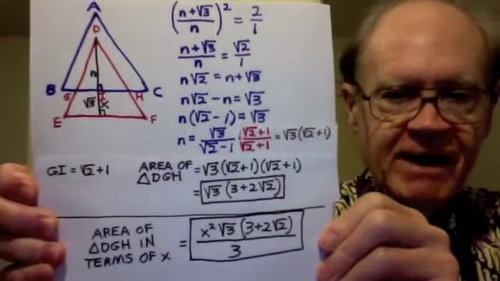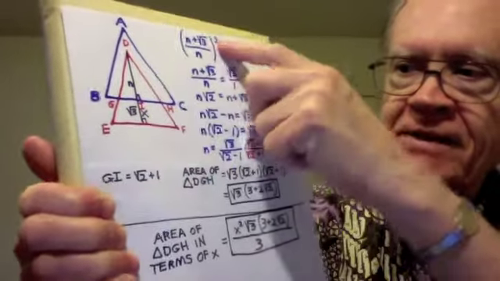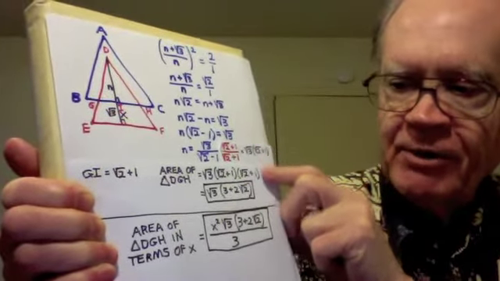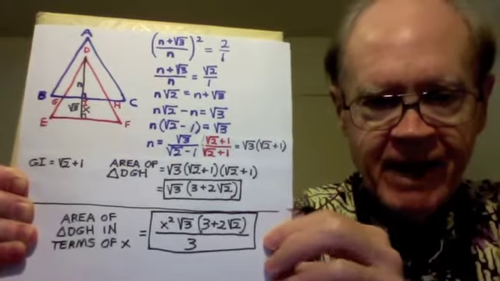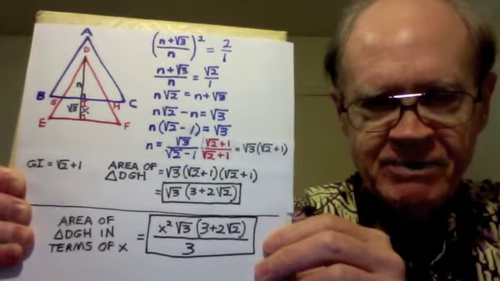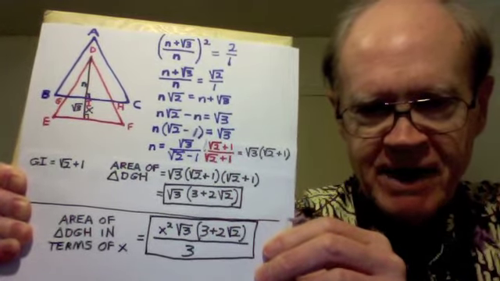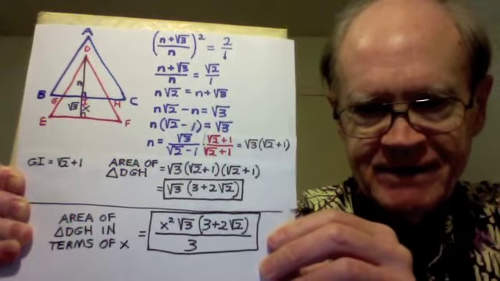To answer the second part of the challenge, we replace root 3 by x in this process, and the process is very similar to this. The bottom line there is that we get the area of triangle DGH in terms of x equals x squared root 3 times 3 plus 2 root 2 over 3.